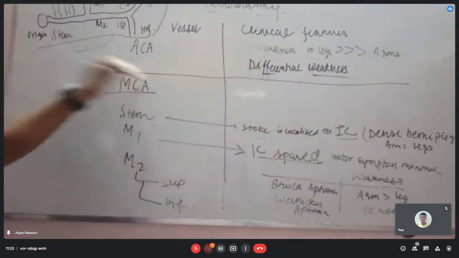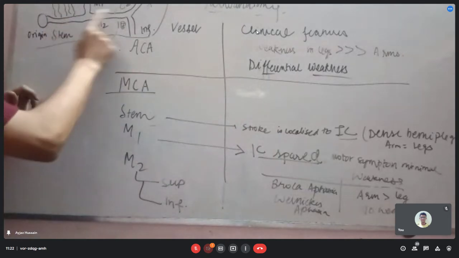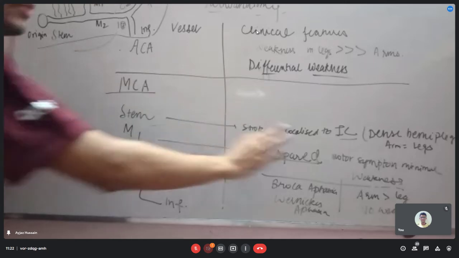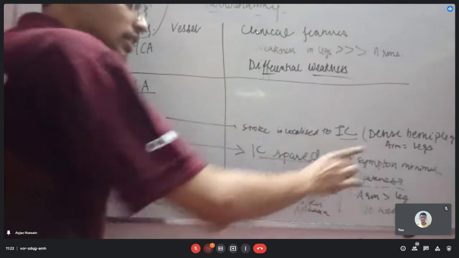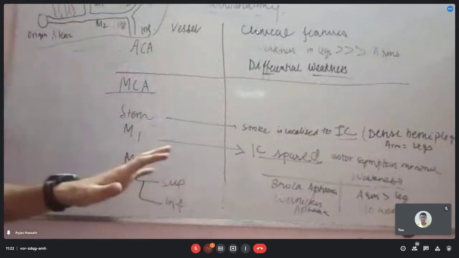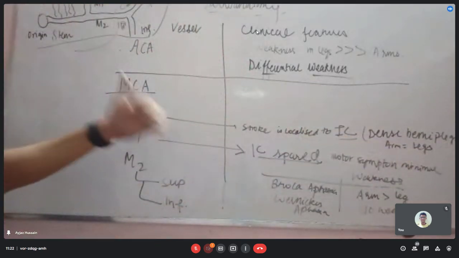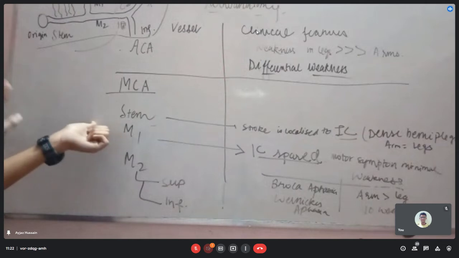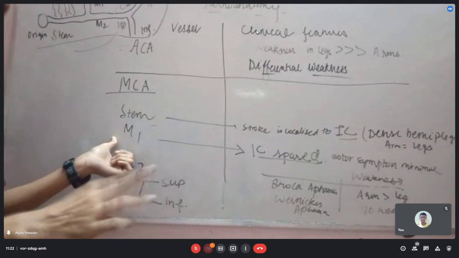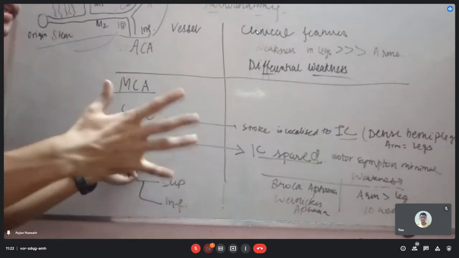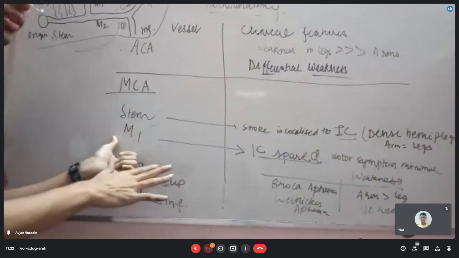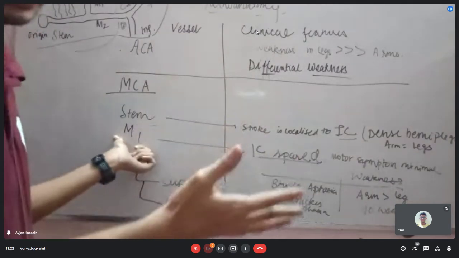Now we come to MCA. MCA has got various parts. If the stem is involved, that means the internal capsule is gone. If the internal capsule is gone, we know that there will be dense hemiplegia. That means arms equal legs. So if the weakness in both the arms and legs is equal, then we know that the localization of this stroke is in the stem of the MCA. If the M1 is involved, there will be minimal motor symptoms and the internal capsule is also spared. So the patient may not have any symptom as well. That is how silent M1 can be. So it is not very clinically important for us.